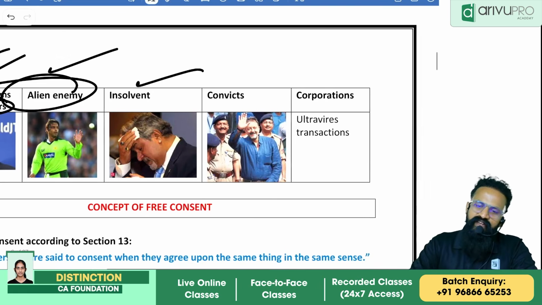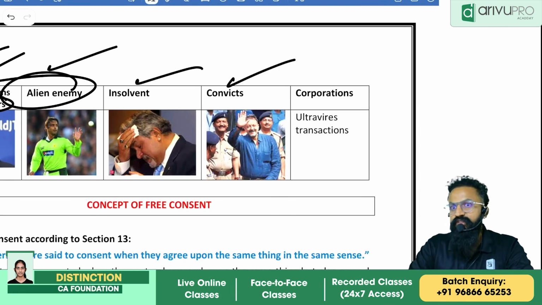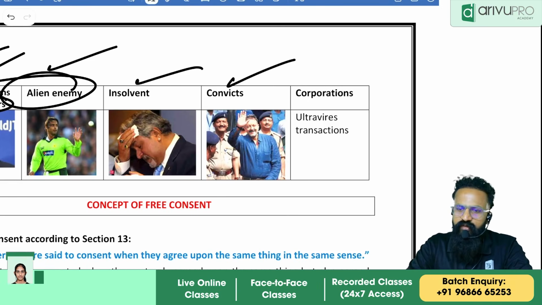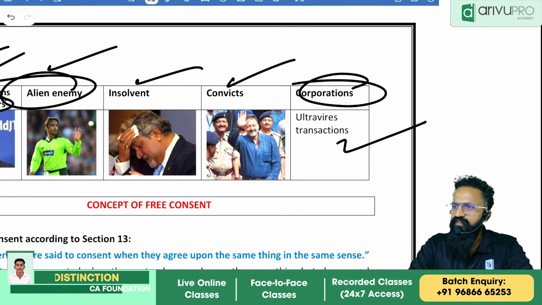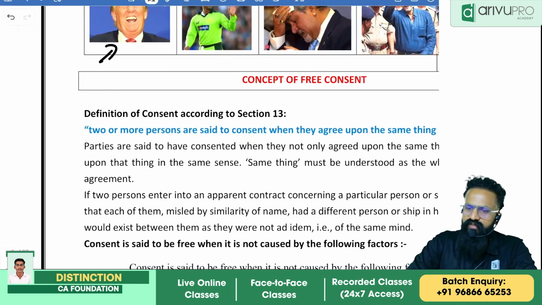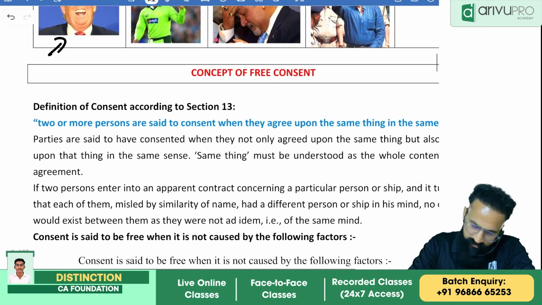Insolvent, disqualified. Convict: the person who is arrested and proven guilty. As long as they are in jail, you cannot enter into a contract. Corporations, we are yet to see. When we see, we'll see what it is. Beyond the scope of the MOA.